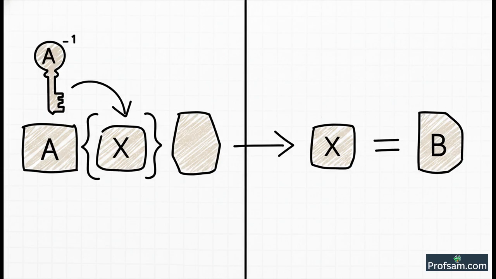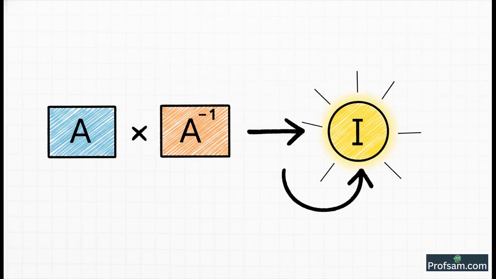Well, we need to somehow cancel out A. And for that, we need its inverse, A inverse. Here is the golden rule you have to remember. Whenever you multiply any matrix A by its inverse, A inverse, you get the identity matrix, I. You can think of the identity matrix as the number 1 in the world of matrices. Multiplying by it doesn't change anything. It just brings you back to where you started. This property is the key to everything we're going to do, so lock it in.